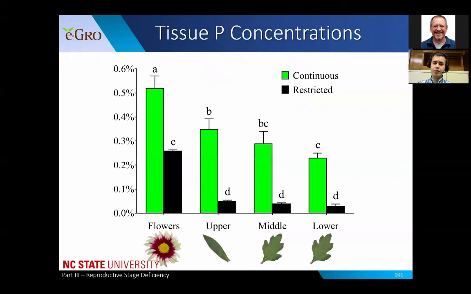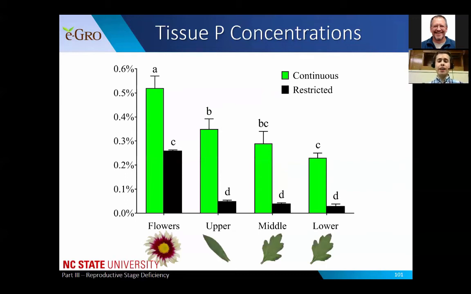And when we looked at the tissue phosphorus concentrations, we saw a very similar trend to what we saw in the peppers. First, if you look at the trend in the green bars, you can see that the flowers had the highest phosphorus concentrations, a little over 0.5% phosphorus in those tissues. And as you work your way down to the upper leaves and the middle leaves, you have a significantly lower phosphorus concentration in those tissues, and then the lowest phosphorus concentration in the lower leaves.